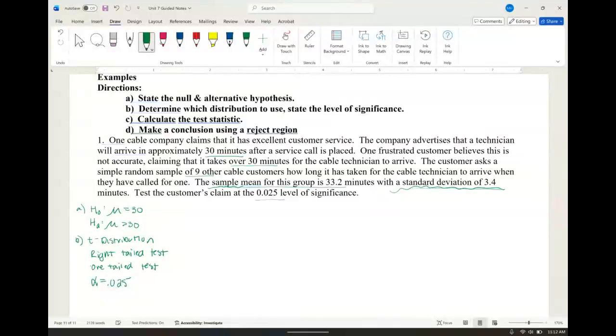All right, we're going to calculate the test statistic. So we have T equals our sample mean minus our population mean over our sample standard deviation over the square root of n. This should give us 2.824. This is our test statistic right here. Now we need to draw that rejection region, so we need to find a critical value.